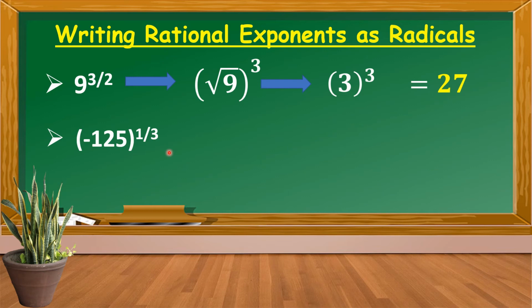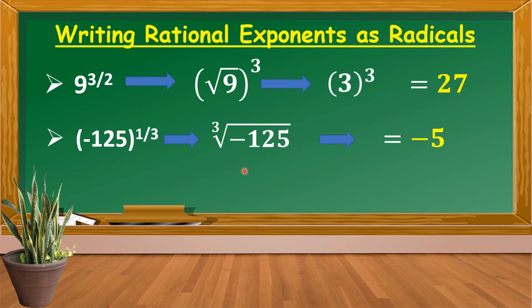Negative 125 raised to the power of 1/3. So we are going to translate or write this into radicals. And that would be the cube root of negative 125. Our index is 3, our radicand is 125, and of course, the exponent of negative 125 is 1. Hindi na siya sinulat. So, by the way, we can simplify this cube root of negative 125. And that is negative 5.